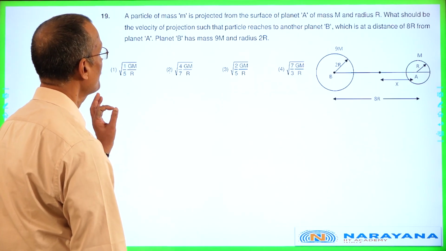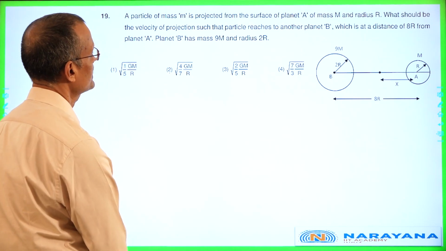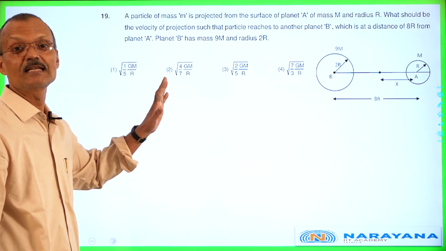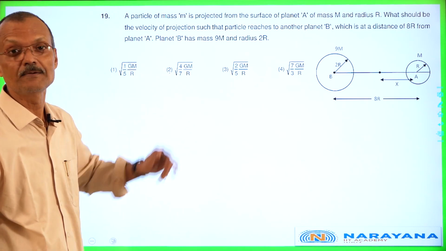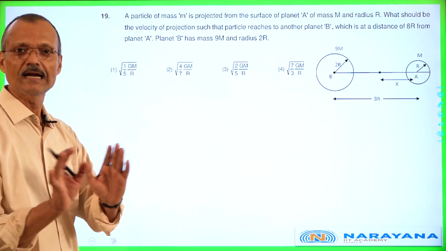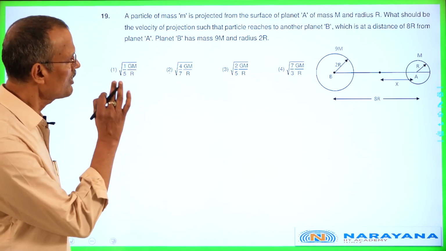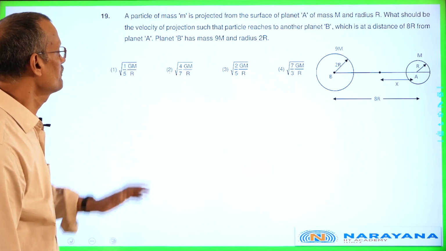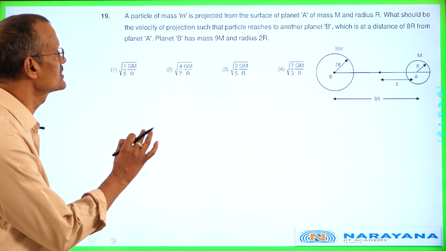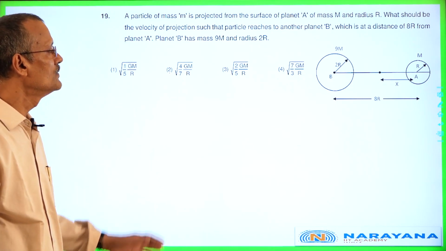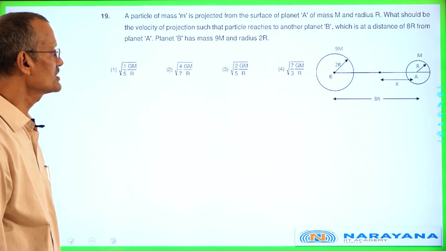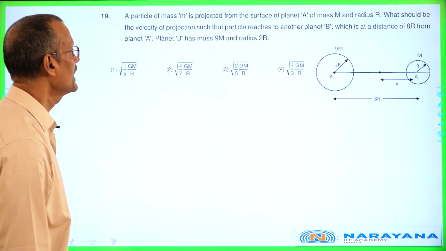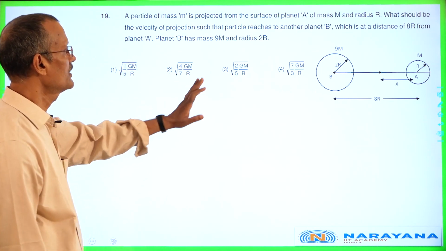A particle of mass m is projected from the surface of planet A of mass M, radius R. This question has come in IIT Advanced. Undoubtedly, the data was a bit different, but the model is the same. What should be the velocity of projection such that the particle reaches another planet B, which is at a distance of 8R from planet A? Planet B has mass 9M and radius 2R.